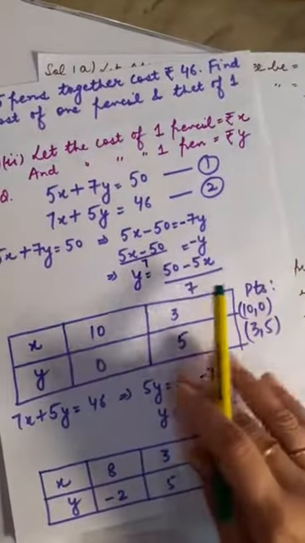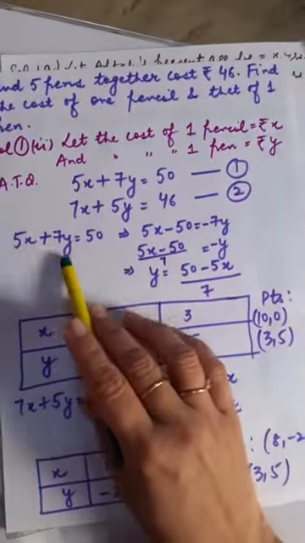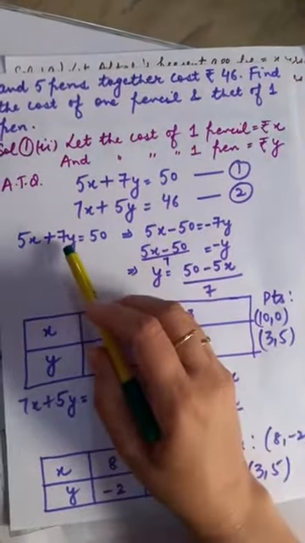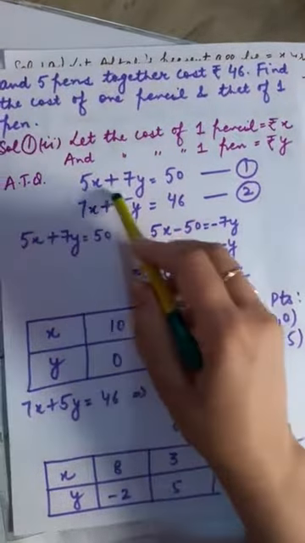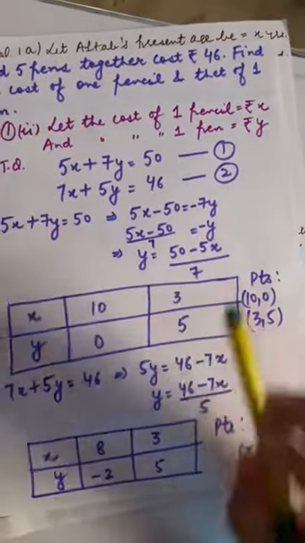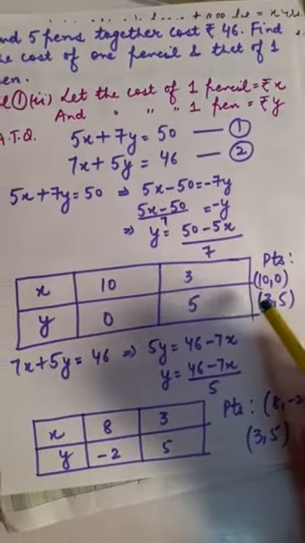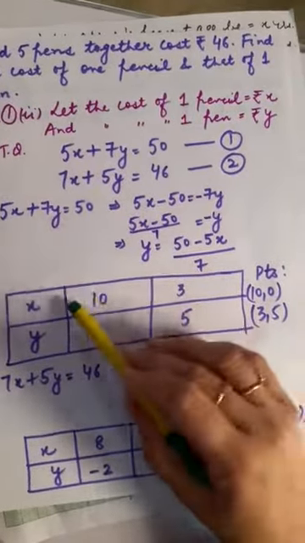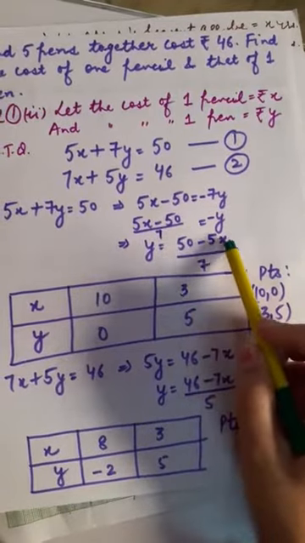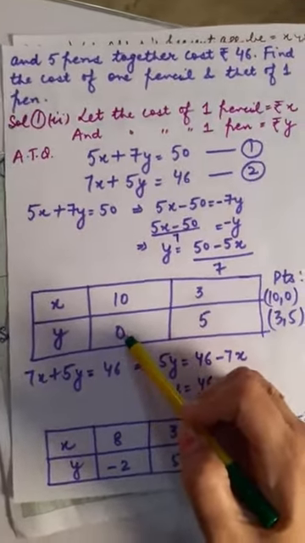Through this again, children, from equation number 1, that is 5x plus 7y is equal to 50, I have just calculated the value of y. This will be 7y here, and this 5x I am going to take on the other side. So y is 50 minus 5x divided by 7. Now, let us calculate the points. What is to be done? In place of x, I have written here 10. So this is 50 minus 5 into 10. Again, 50 has become 0. 0 divided by 7 will become 0.